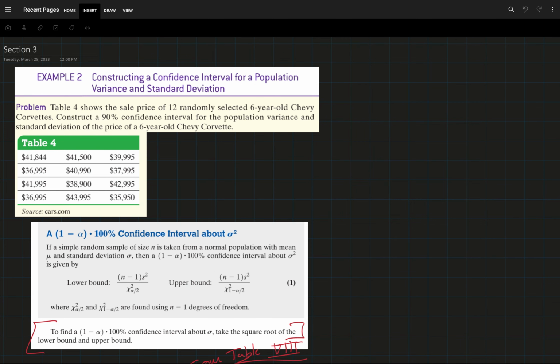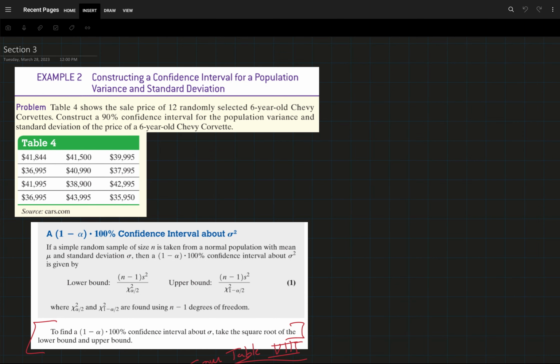Section 3 was on confidence intervals for variance and standard deviation. So in this problem, that's exactly what we're going to be able to find. They give you a table of 12 randomly selected 6-year-old Chevy Corvettes, and they want us to come up with a 90% confidence interval for the variance and standard deviation of these 6-year-old Corvettes.